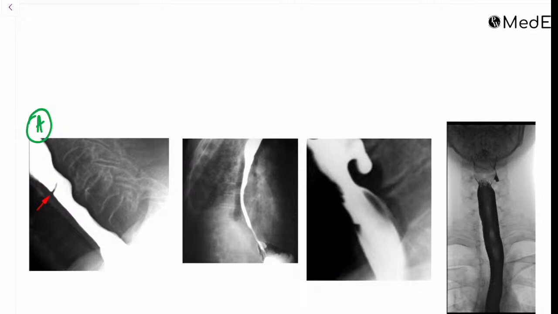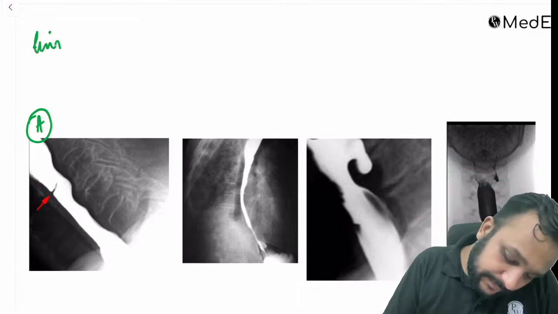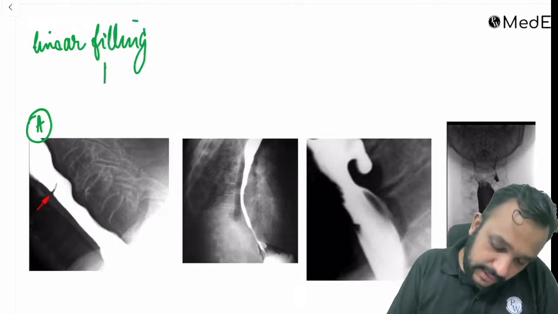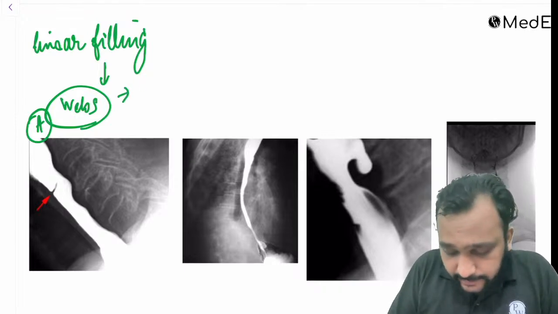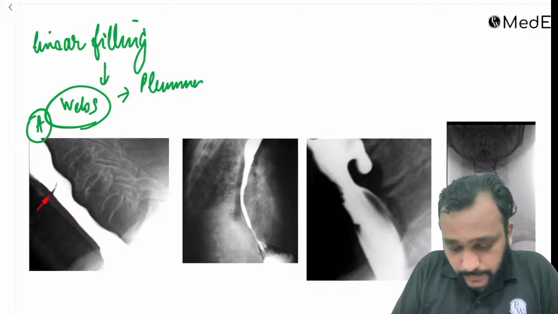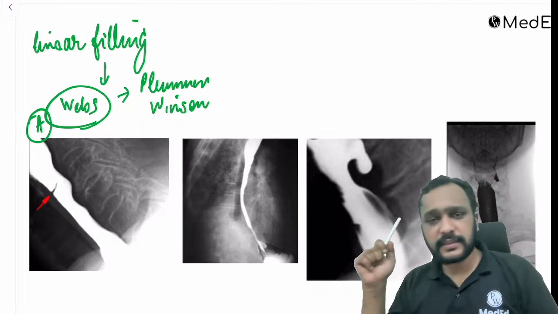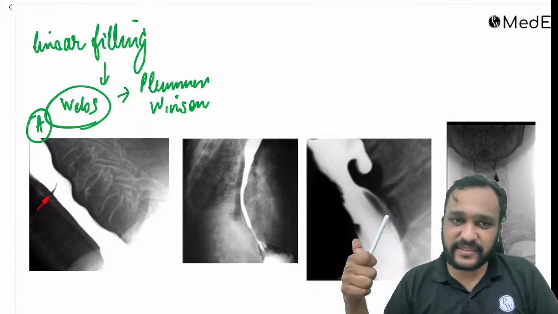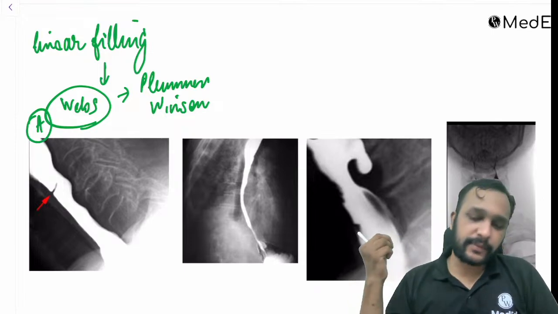So guys, in the first image we can see that there is a linear filling defect. This linear filling defect is seen in esophageal webs, and they are seen in Plummer-Vinson syndrome. Just remember, Plummer-Vinson syndrome is associated with a triad: iron deficiency anemia, dysphagia, and esophageal webs, right?